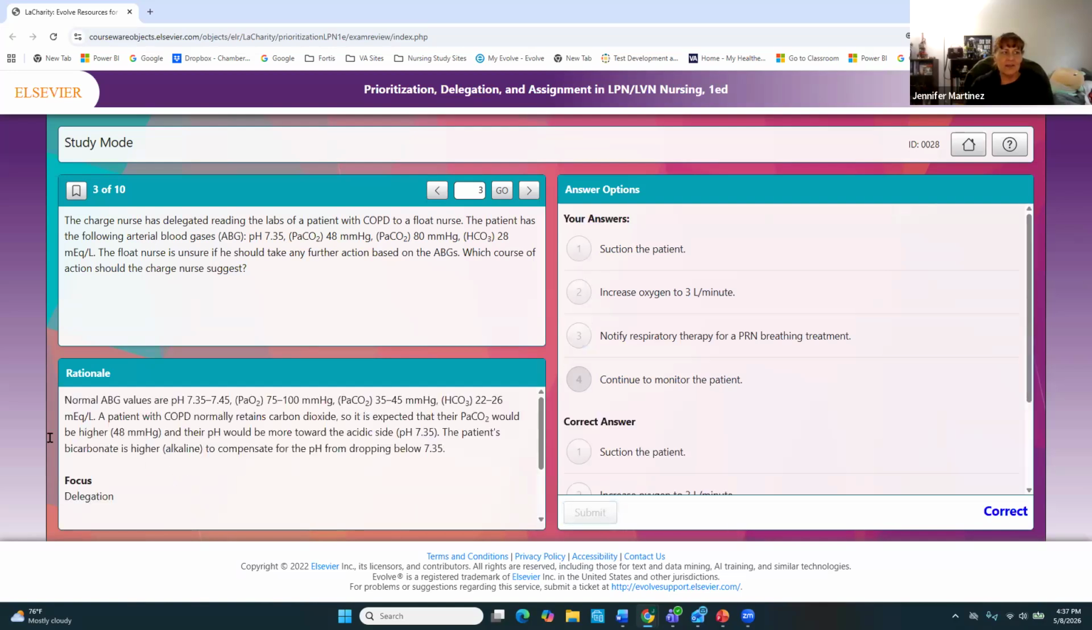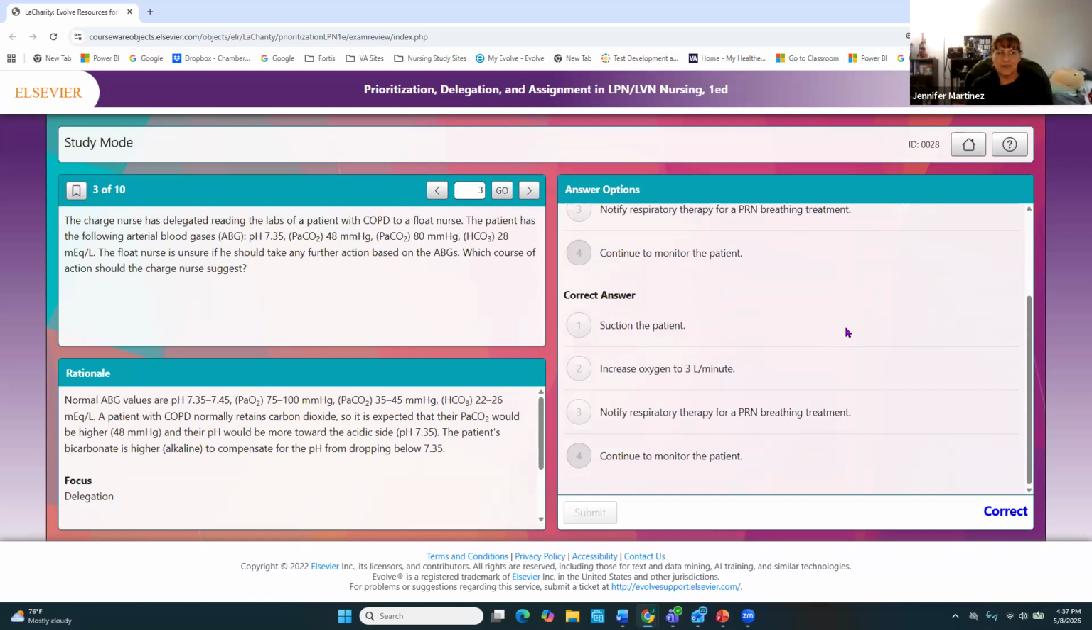So, yes, here's your normal ABGs. So, pH 7.35 to 7.45, O2 75 to 100, CO2 35 to 45, bicarb 22 to 26. Remember, COPD, they are going to retain CO2. So, it is expected that their CO2 may be a little bit high, and their pH is going to be a little bit more acidic, right? Because they are retaining CO2. All right. The bicarb is also going to be higher, right? Because that's going to try to compensate. So again, we're just going to continue to monitor.